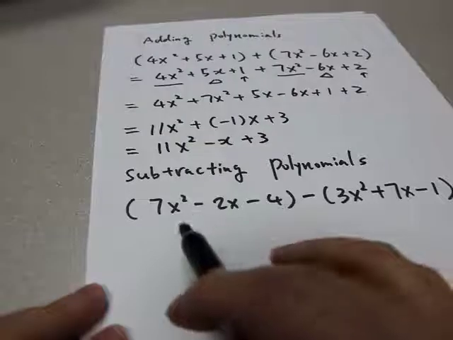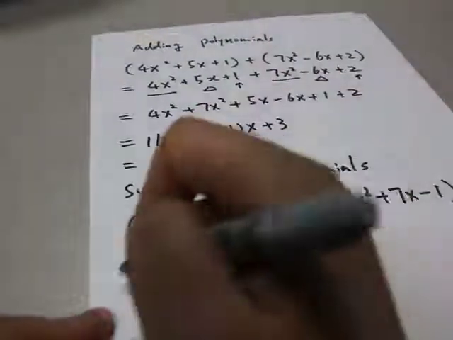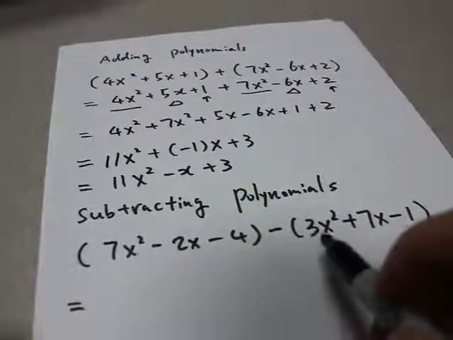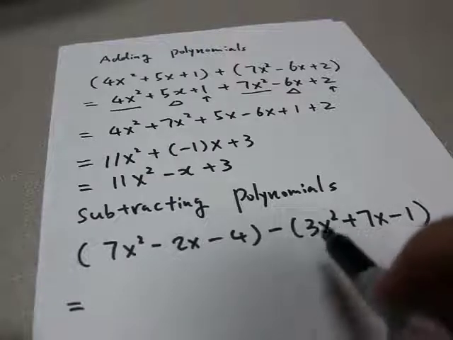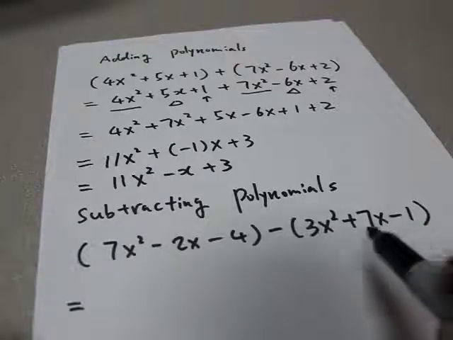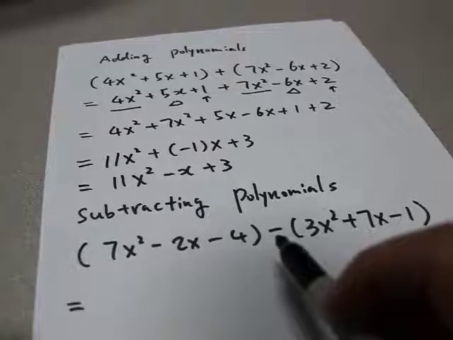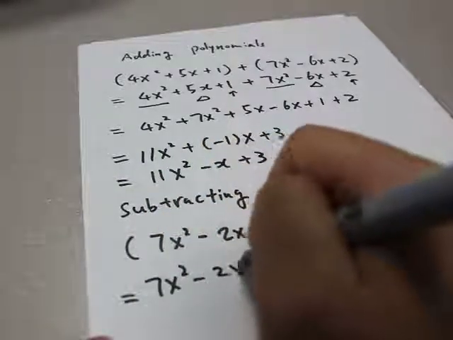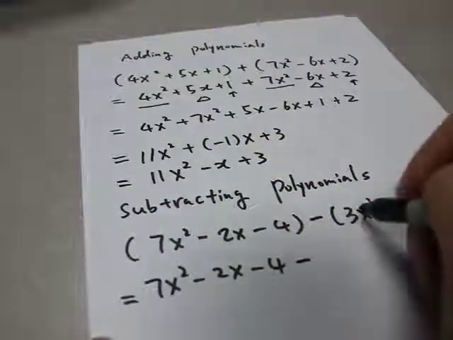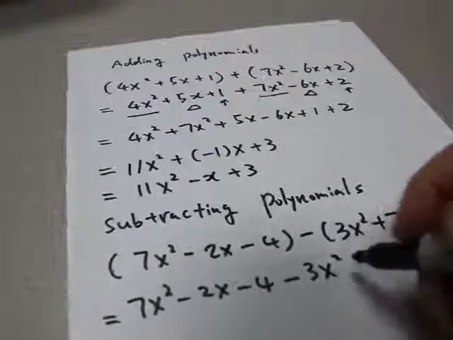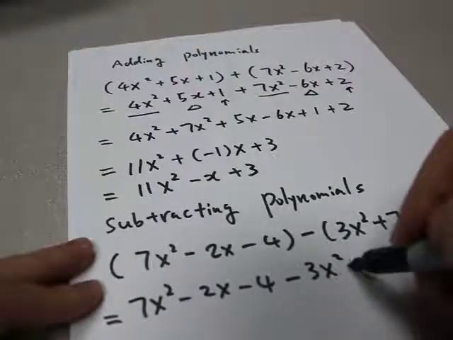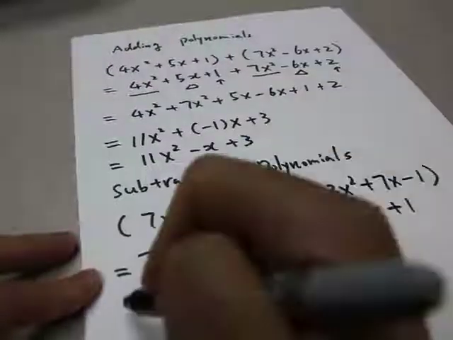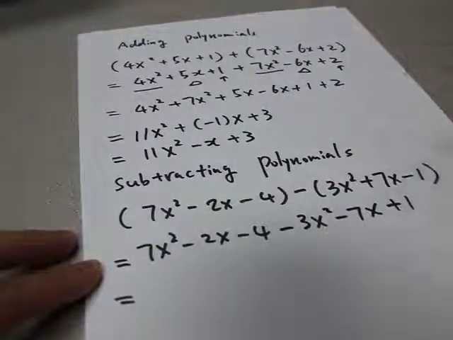The only difference when you subtract polynomials is when you remove the parentheses, especially when you remove the second parenthesis, remember to change the sign of each term in the polynomial, because you have a minus sign in front of the parenthesis. So therefore, the positive 3x squared becomes minus 3x squared, and positive 7x becomes minus 7x, and minus 1 becomes positive 1. And the rest of the work is going to be the same.